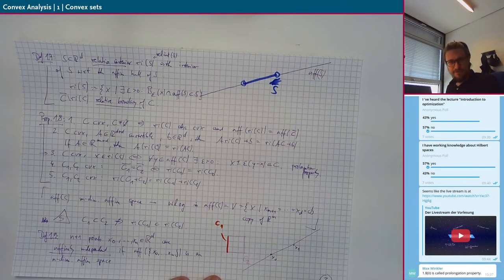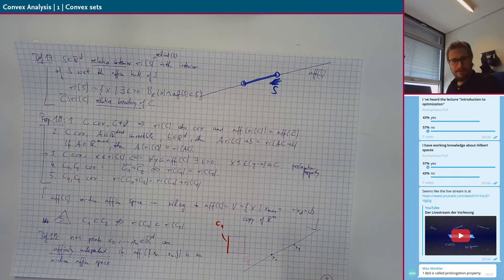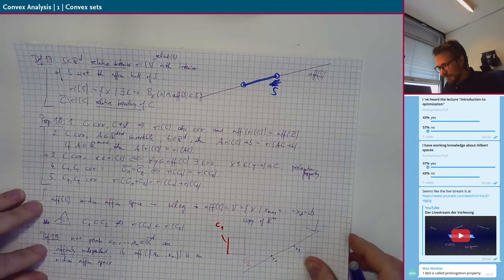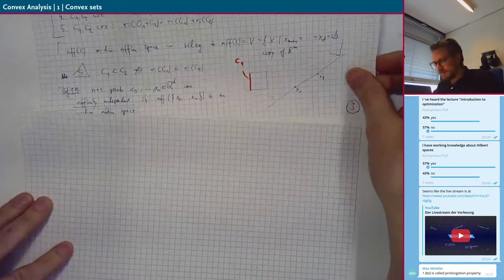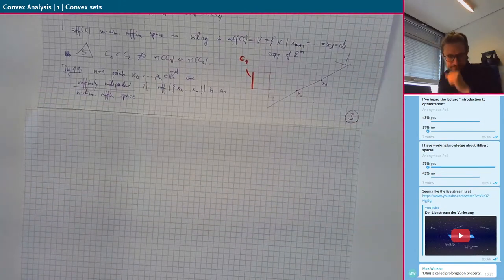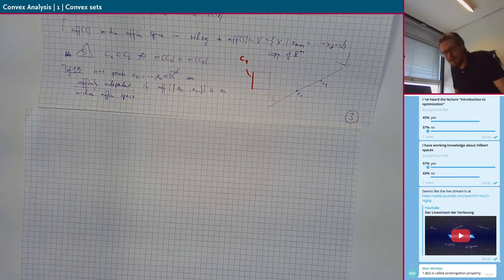Here's a translation of a one-dimensional subspace, so these two points are affinely independent. And if the two points sit on the same point, then they are not. Okay, that's the affine independence. And what does this have to do with linear independence?